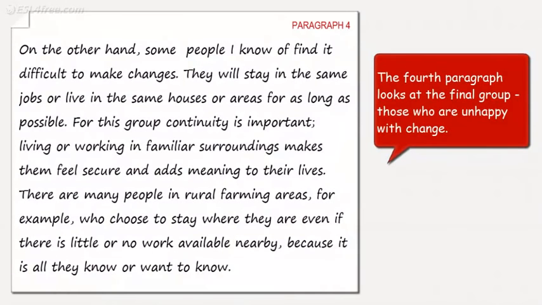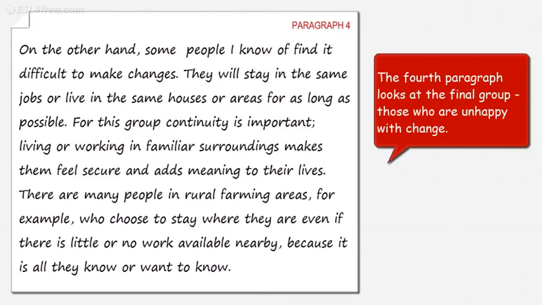The fourth paragraph looks at the final group, those who are unhappy with change. On the other hand, some people I know of find it difficult to make changes. They will stay in the same jobs or live in the same houses or areas for as long as possible. For this group, continuity is important. Living or working in familiar surroundings makes them feel secure and adds meaning to their lives.